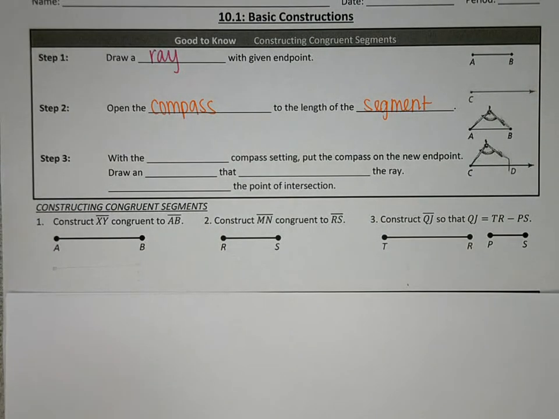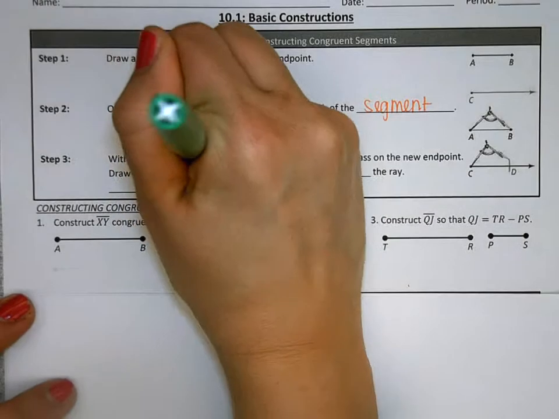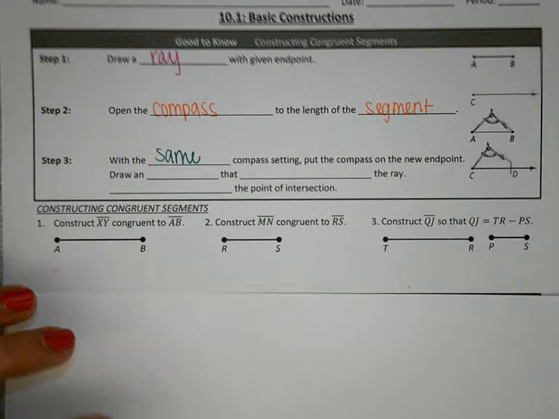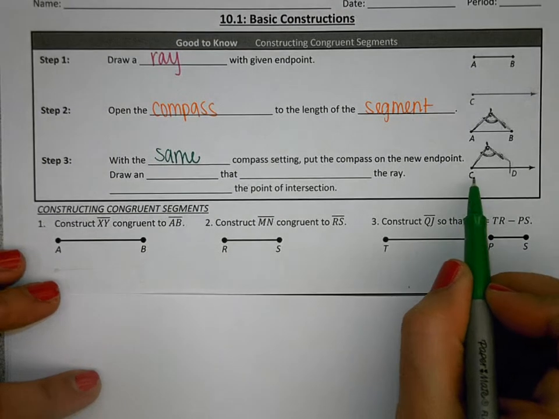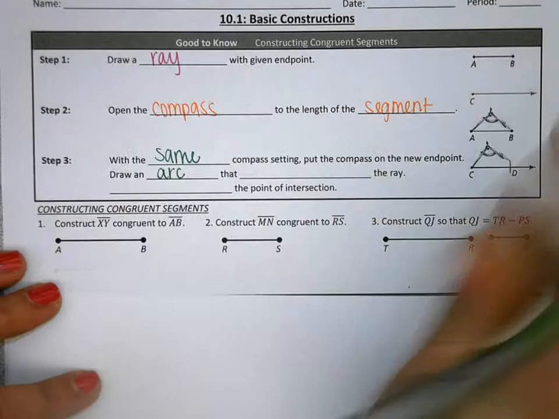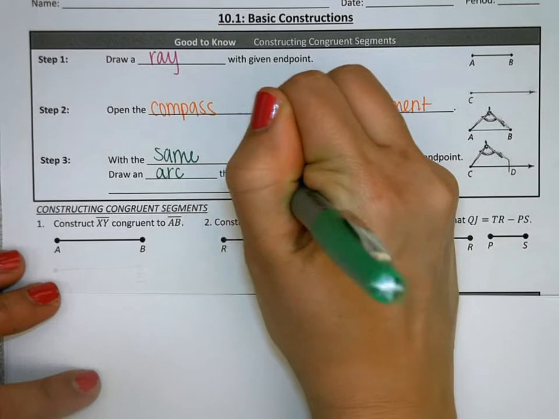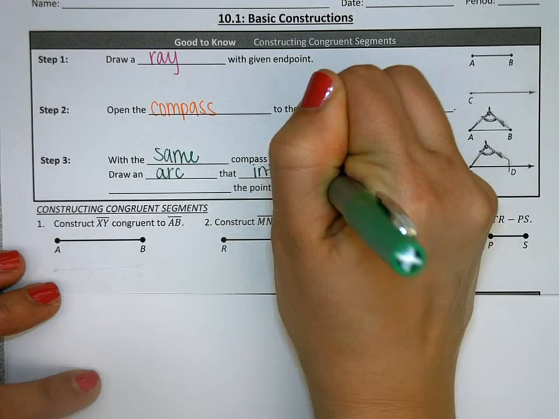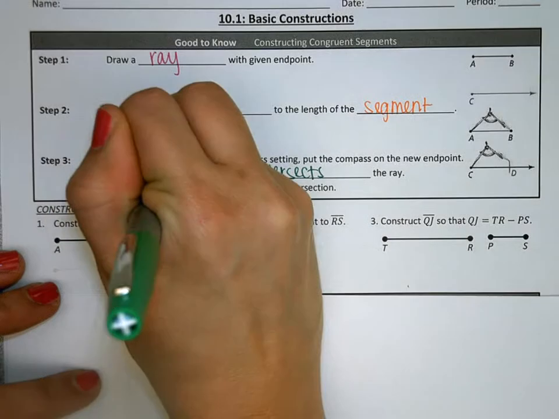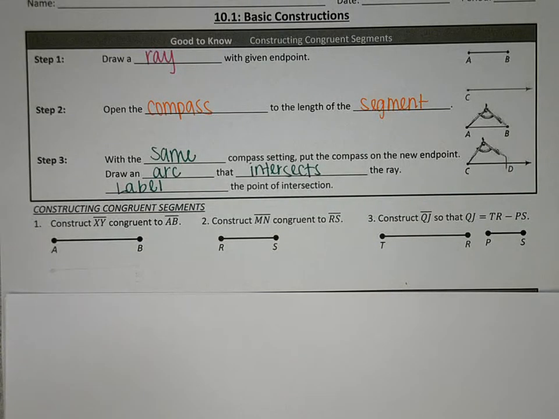And then here's the important part. With the same compass setting, so you do not move the compass at all, place the compass on your new endpoint on the ray. You will draw an arc that intersects the ray. And then you will label the point of intersection. And that will give you a congruent segment.